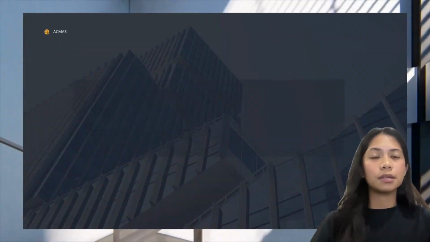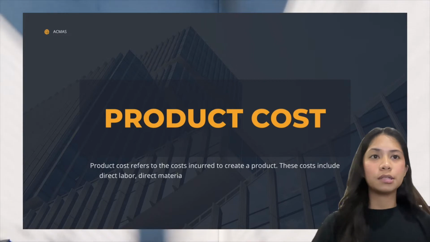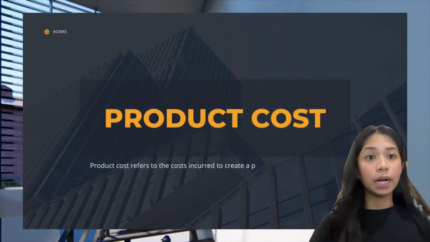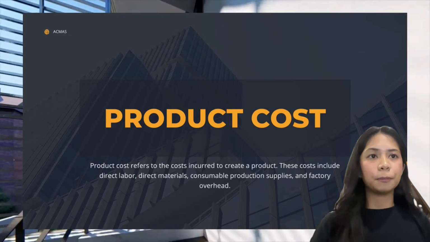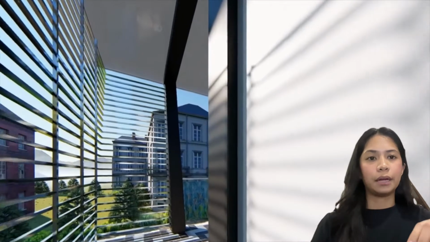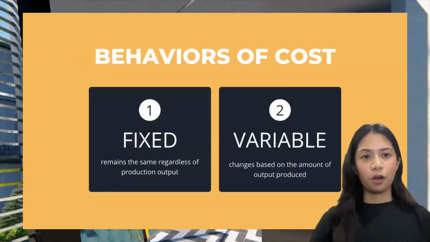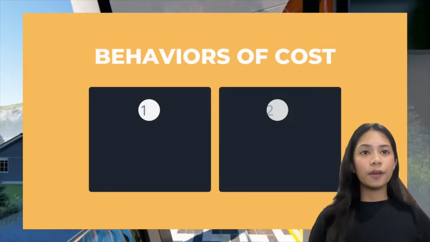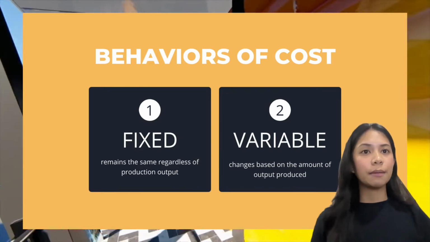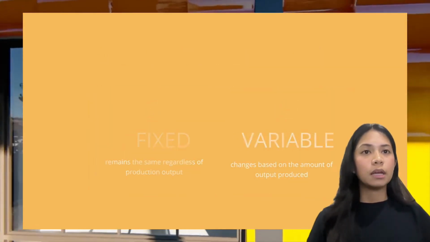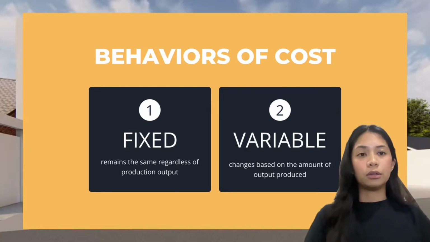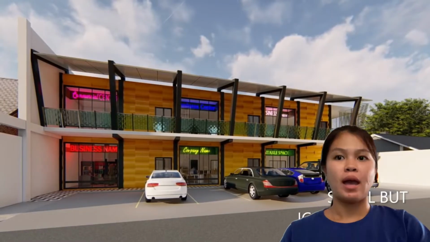So product cost. Product cost refers to the costs incurred to create a product. These costs include direct labor, direct materials, consumable production supplies, and factory overhead. So there are two behaviors of cost. Number one is the fixed, and second is the variable cost. In the fixed cost, the cost remains the same regardless of the production output. However, in the variable cost, the cost changes based on the amount of output produced.